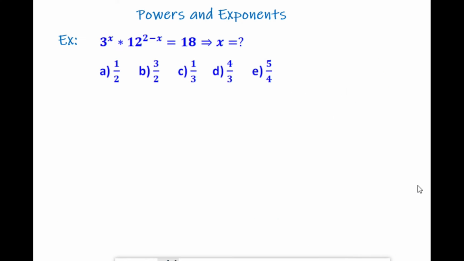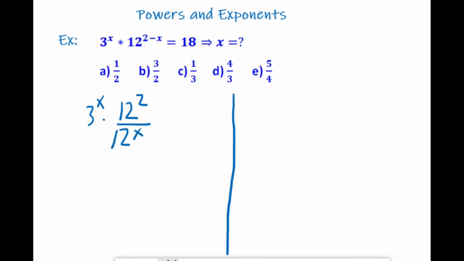Looks like our last question in this series and in the 4th video. So let's take a look at the question. Here, let me write the first term, 3 to the power of x times 12 to the power of 2 minus x, which can be written as 12 to the power of 2 divided by 12 to the power of x, is equal to 18, guys.